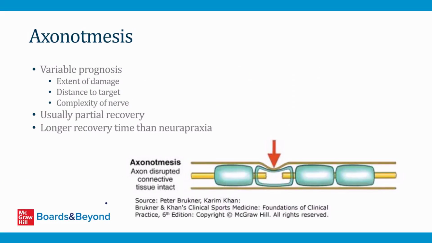So I touched on this before, but just to emphasize this point, in axonotmesis, the prognosis for the peripheral nerve is variable. It depends on the extent of damage, the distance where the lesion is from the target of that nerve, and also the complexity of the nerve that's been damaged. Usually patients will have partial recovery, but it's going to take a longer time for that recovery to occur compared to neuropraxia, which, as I said, is the very mild form of peripheral nerve injury.